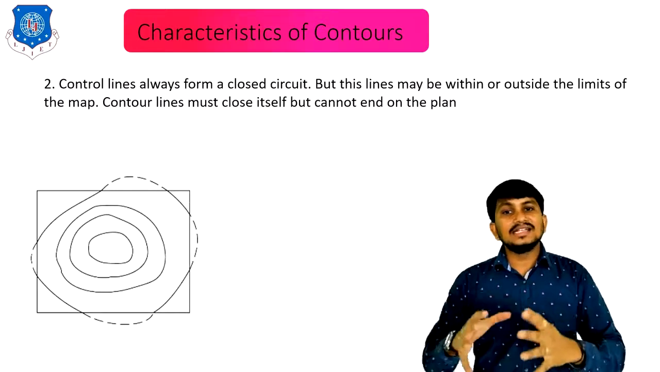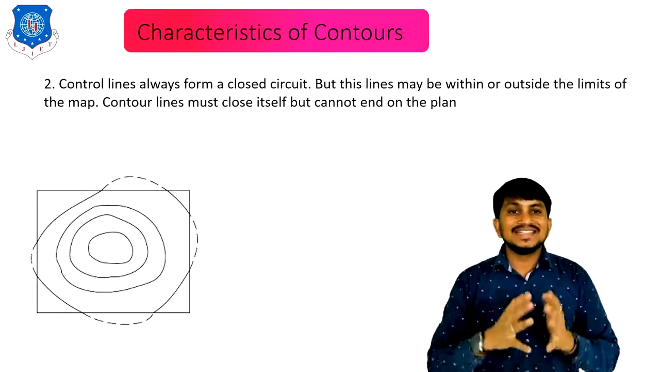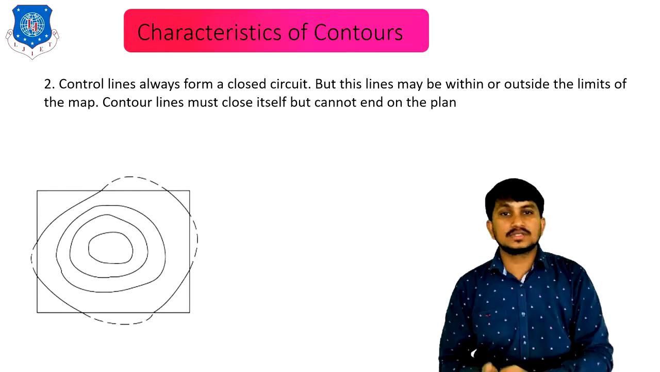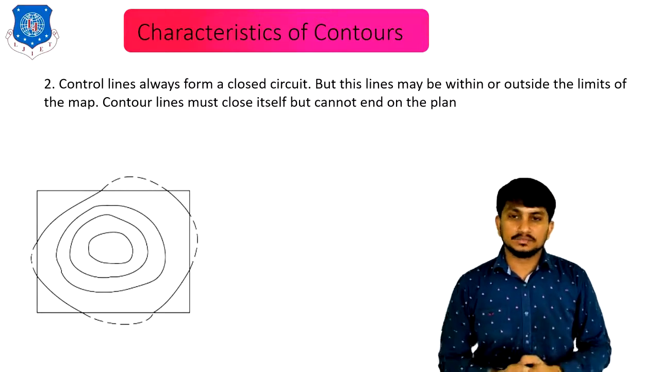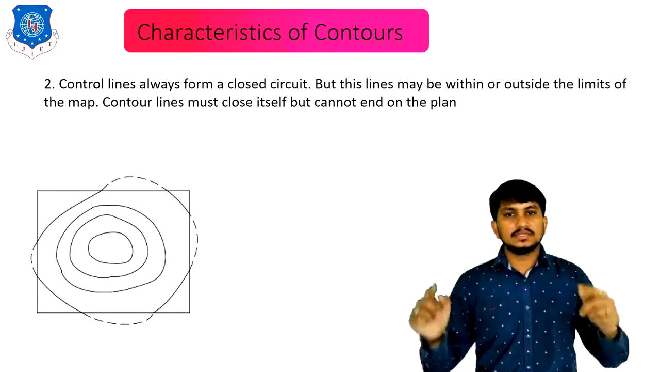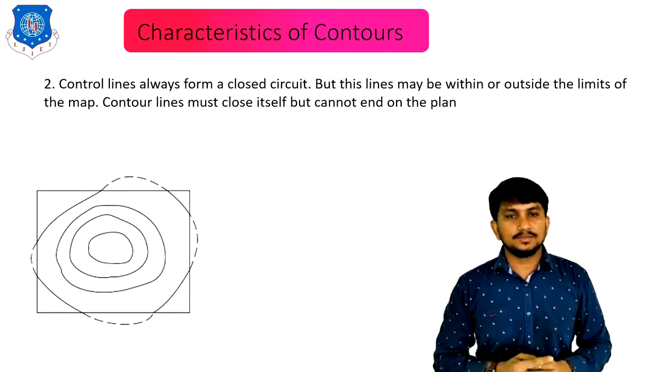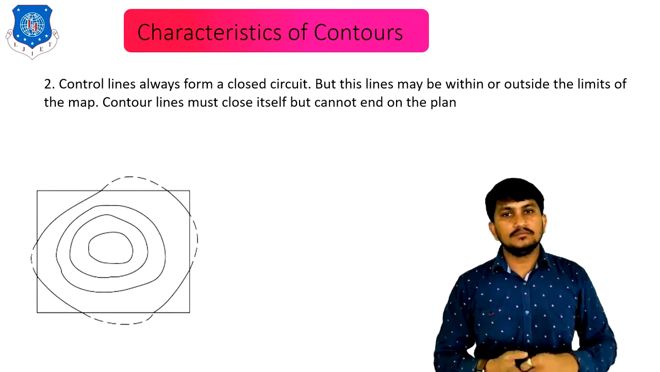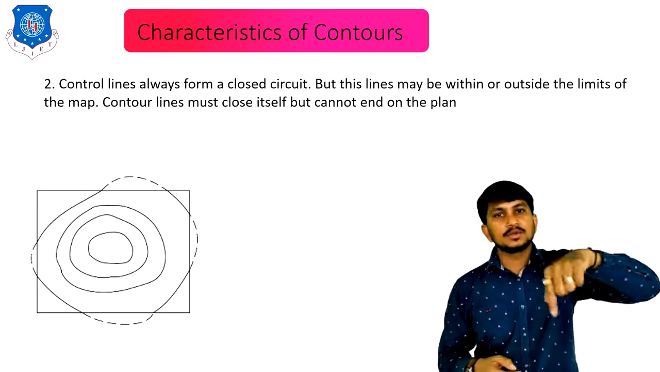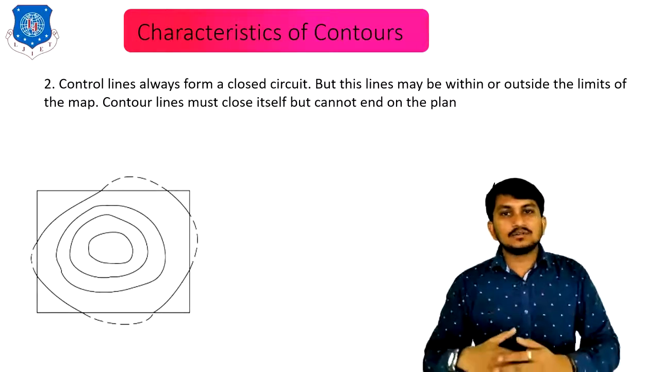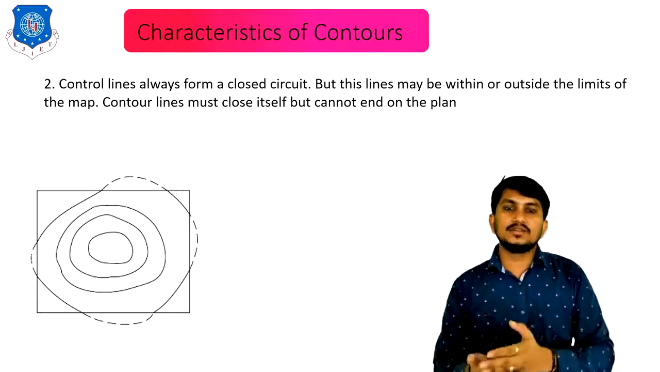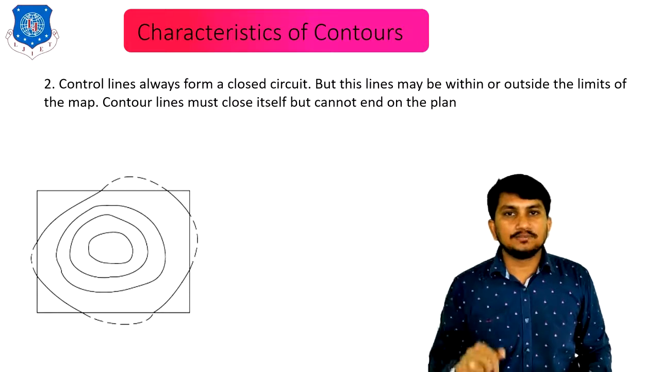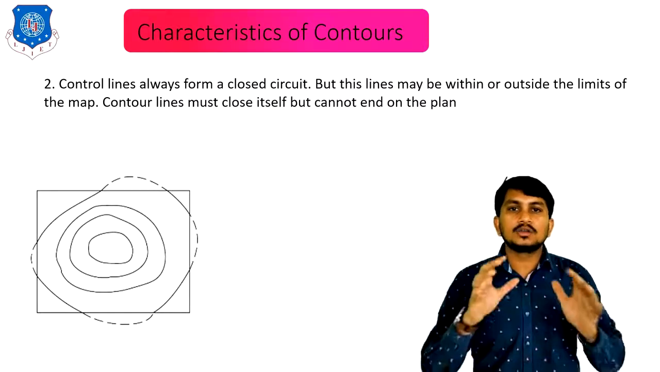Second, contour lines always form a closed circuit, but these lines may be within or outside the limits of the map. A contour line must close itself but cannot end on the plan. Suppose there is a plot boundary of rectangular shape, and we have to prepare a contour map for this plot. We are drawing contour lines one by one, but the last line is out of the plot, and we have to close that line also to prepare the contour map of this plot. This is given in the second point. All contour lines form a closed circuit.